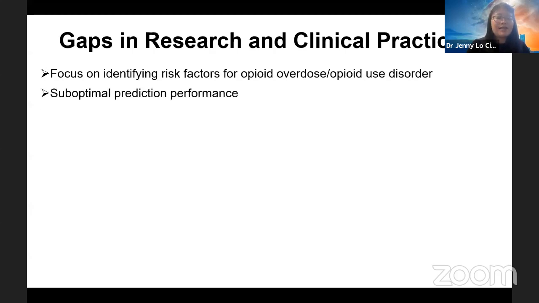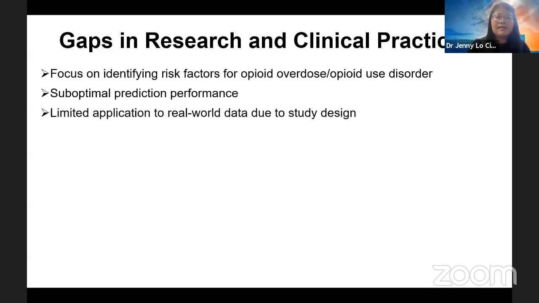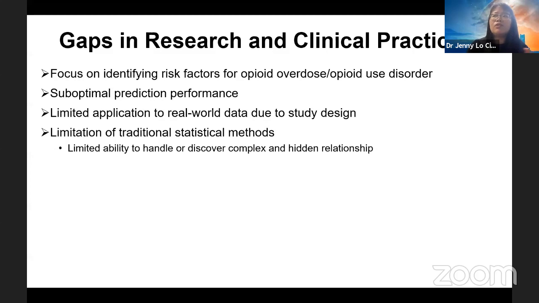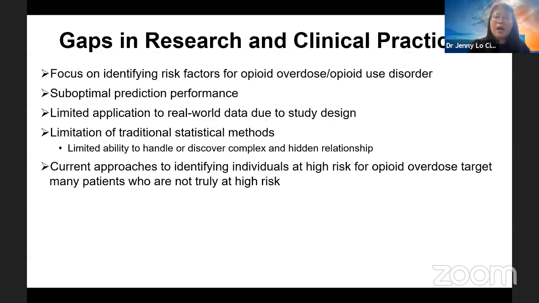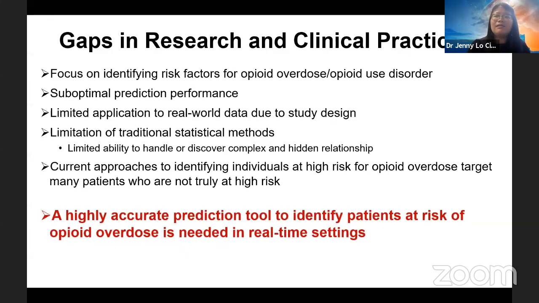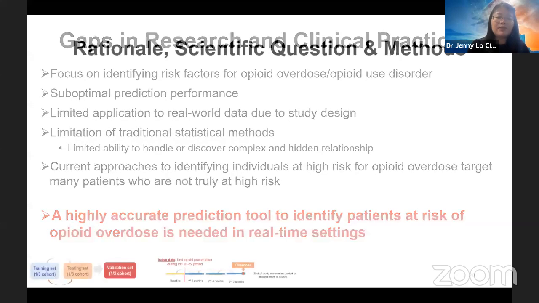And most of the studies have suboptimal prediction performance. Some of the studies use a case-control design, which is very hard to apply to real world data. Also, some of them use traditional statistical methods. Thinking about addiction and drug abuse research, you can probably imagine there are a lot of complex interactions between mental health and drug use patterns, many complex issues. So maybe we thought machine learning could help us more accurately identify people at risk of drug overdose in a real-time setting.